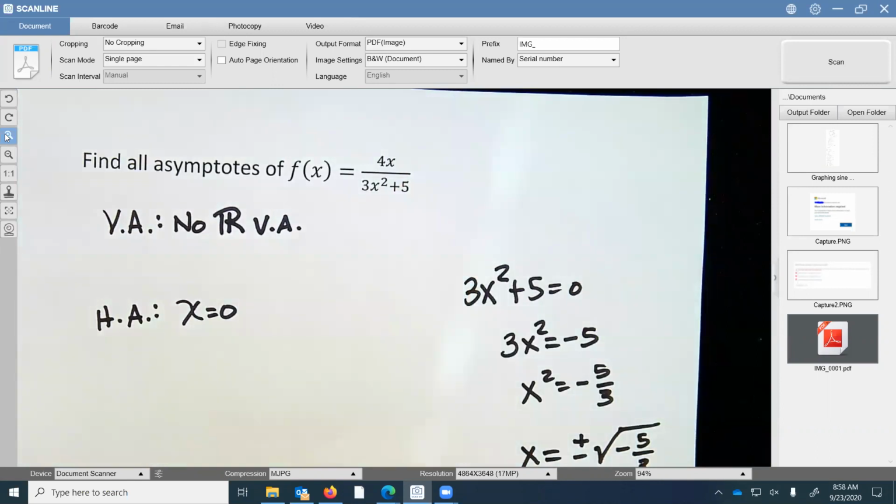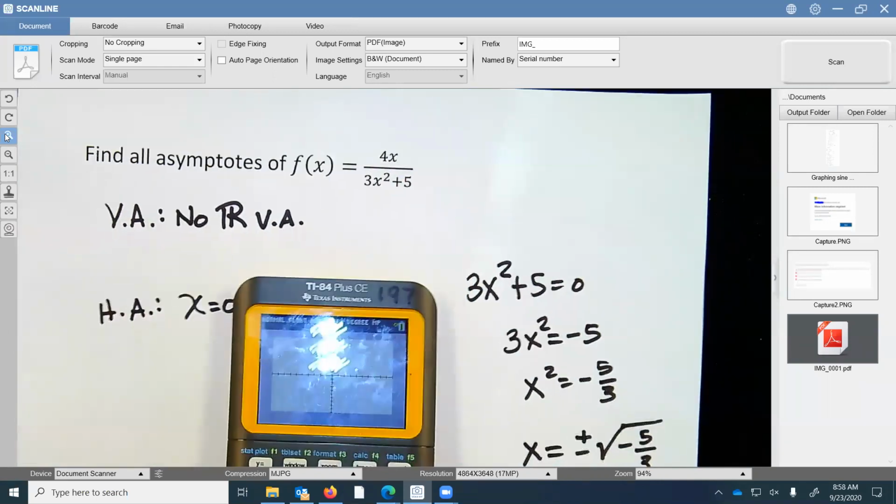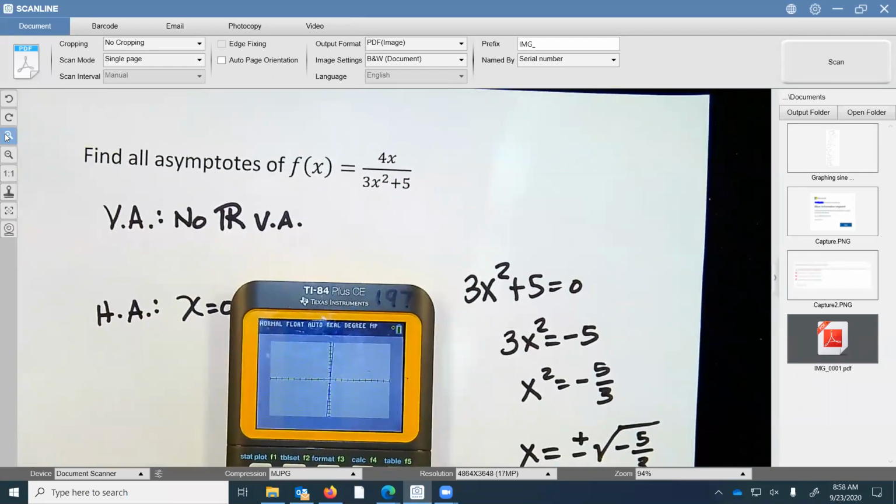Now, when I was learning this, after I did the math part, I would always plug it in the graphing calculator because it didn't take me but a second to do. And when I plugged it in the graphing calculator, I could see the function.